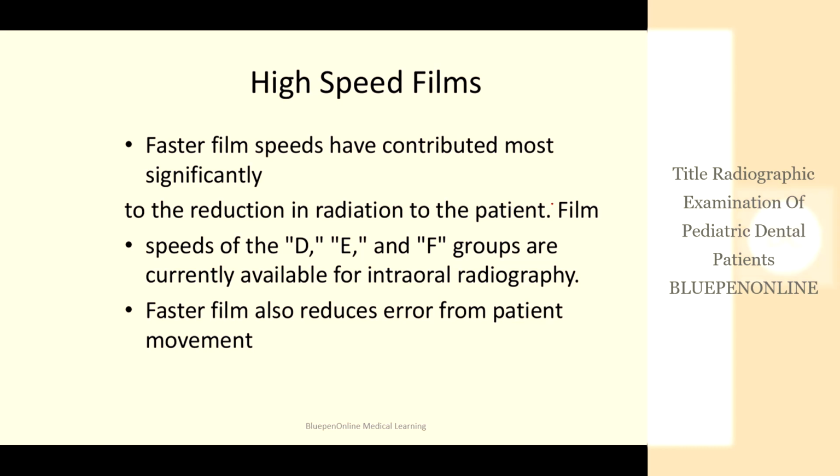One of the measures is high speed film. The speed ranges from D, E, F. Faster film speeds have contributed most significantly to the reduction in radiation to the patient. Film speeds D, E and F are currently available for intraoral radiography. Faster film will reduce the error from patient movement. So with film speeds like D, E, F, the faster the film, the less the radiation exposure required.